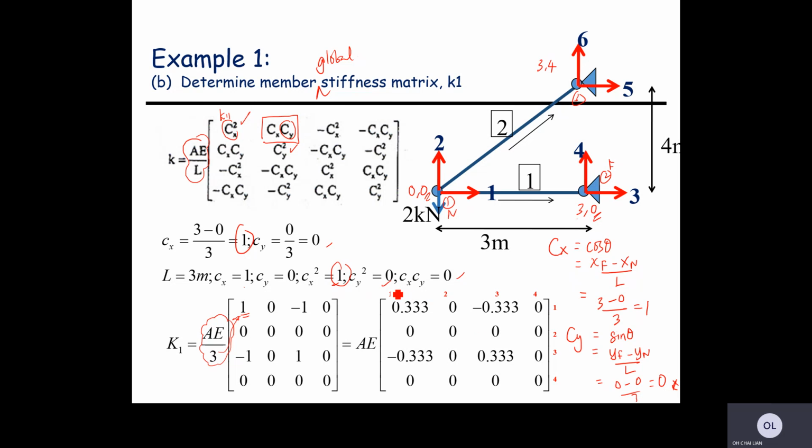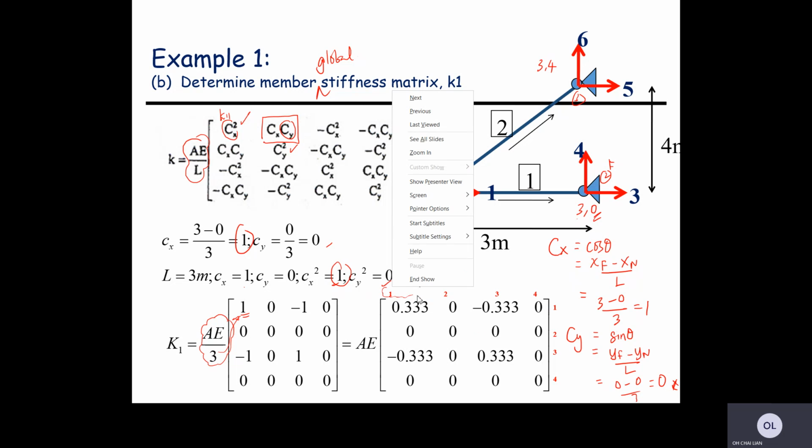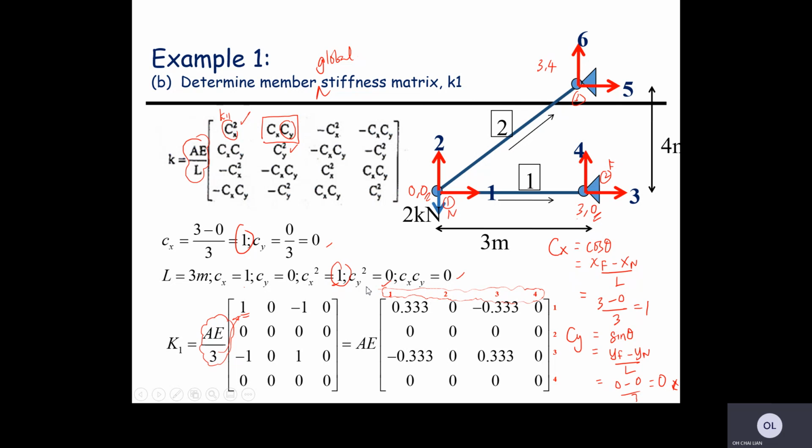One more thing to highlight here is the numbering 1, 2, 3, 4. You need to give a number to this matrix to indicate that this is the nx, this is the ny, this is the fx, and this is the fy, where n means near end and f means far end.